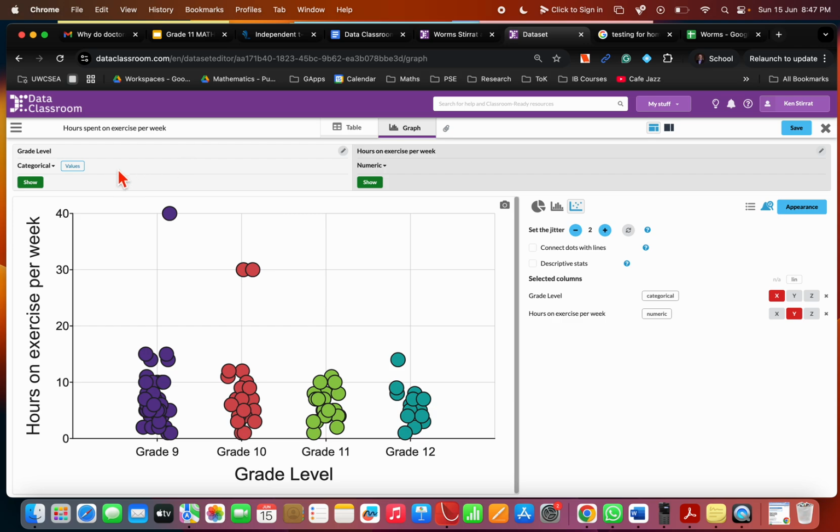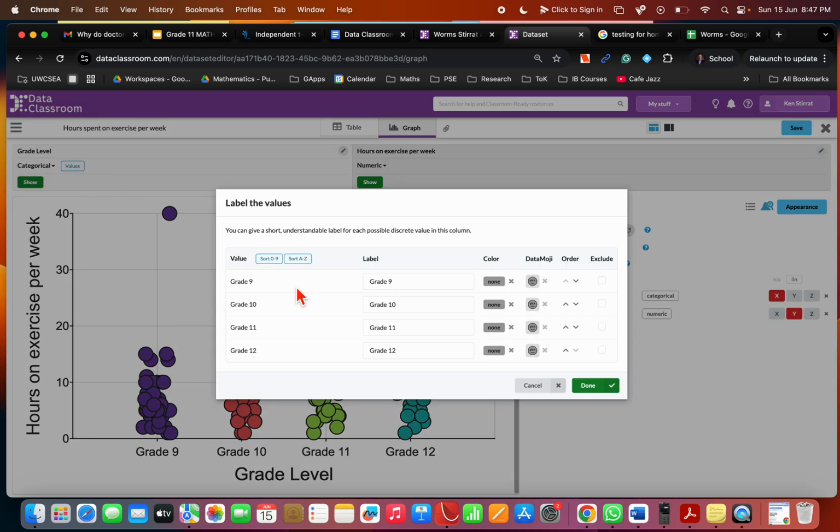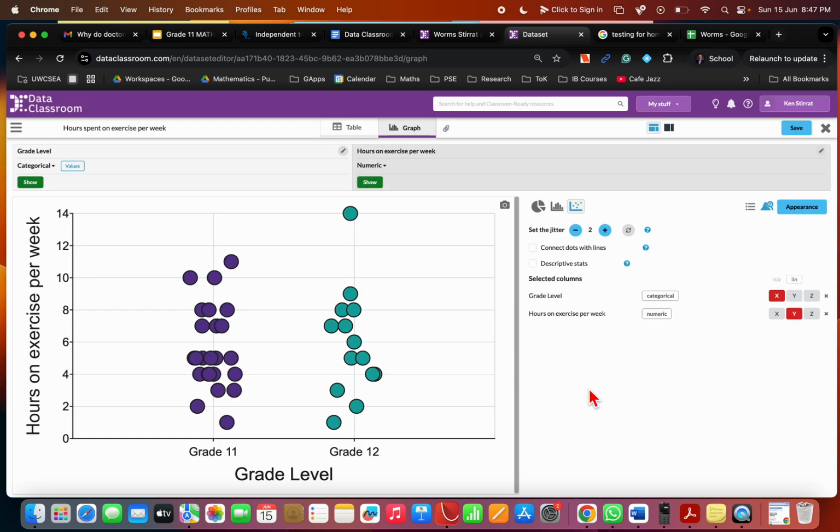So I'm going to go back to the grade level, click on values, and look, you've got all your different categories, 9, 10, 11 and 12, and I'm going to exclude 9 and 10, and I'm only just going to compare 11 and 12. Is there any difference in hours spent on exercise between the two different IBDP years? What might we expect? Okay, so we've got this. That's a nice little start, isn't it?